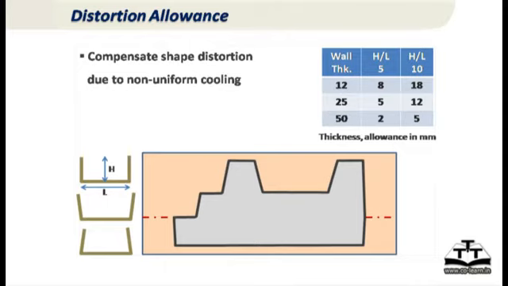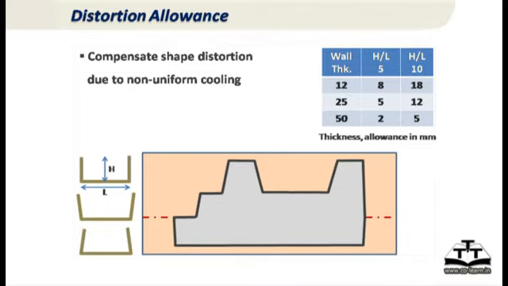If your wall thickness is small, if you have a thin wall casting, and if your H by L length is more, okay, it will distort much more. A thick casting, on the other hand, if you see the 50 millimeter wall thickness, the distortion allowance is much less. So you need to worry about allowance depending on your part wall thickness and your H by L ratio. Okay. So again, I'm just showing in this example, you have to make the part inward. So when it distorts, it will become straight, and you get a good casting there.